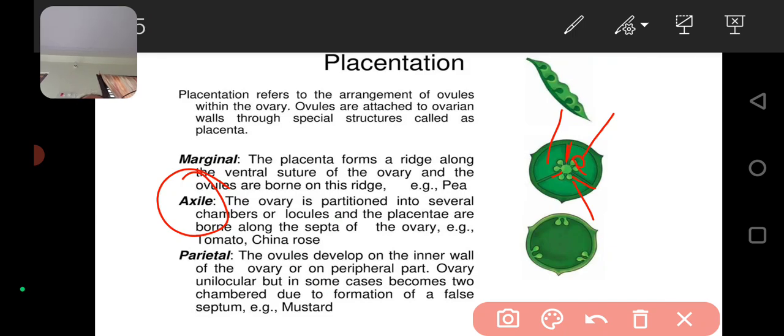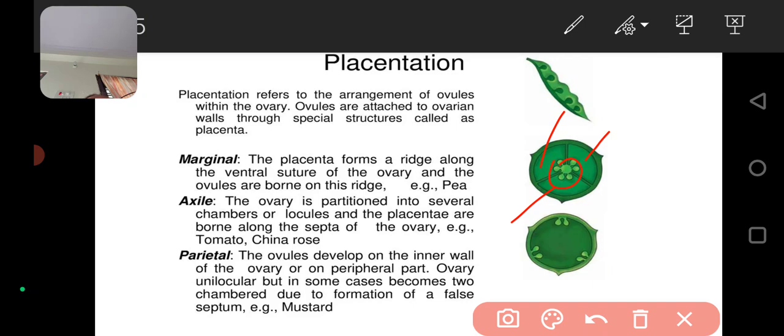The ovules are arranged like this along the septa. So the septa are present in axial placentation. The ovary is partitioned into several locules, and the placentae are borne along the septa of the ovary. Examples are tomato and China rose.